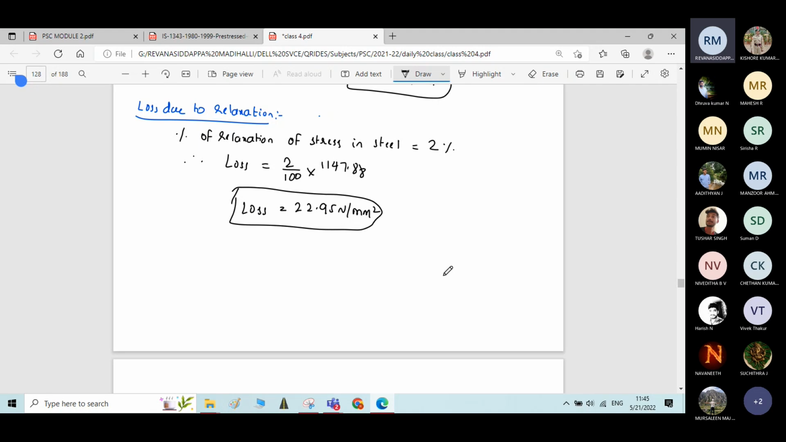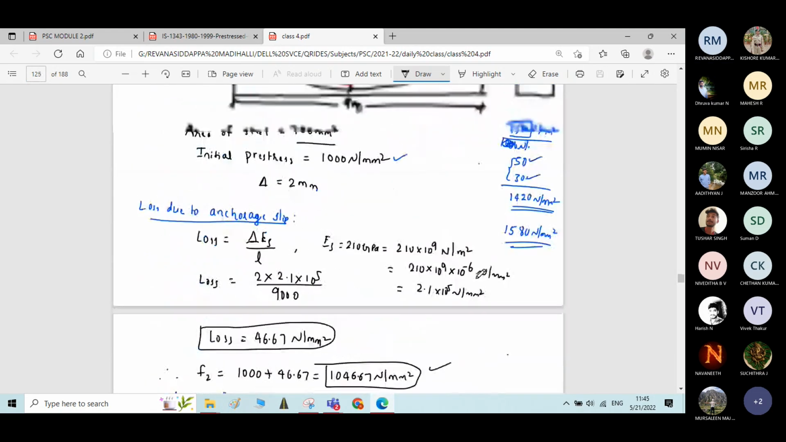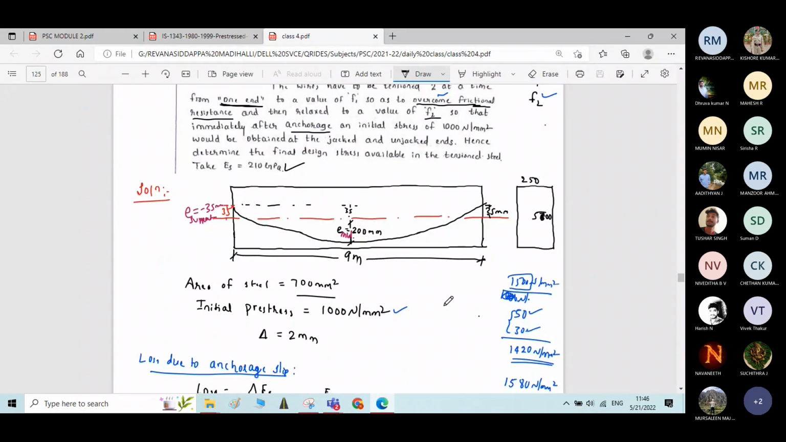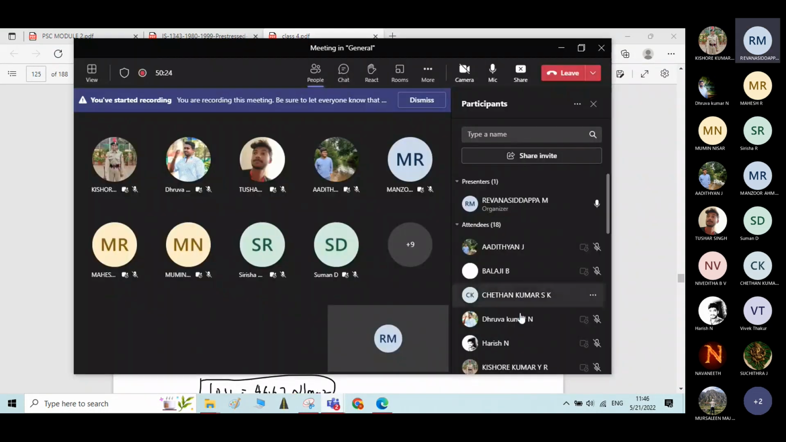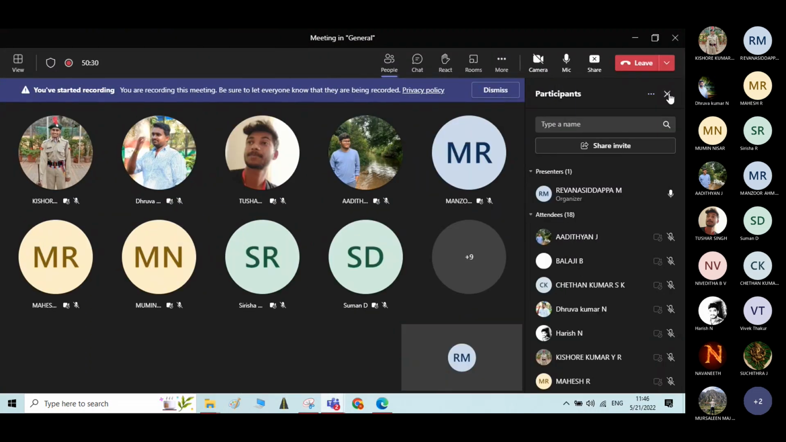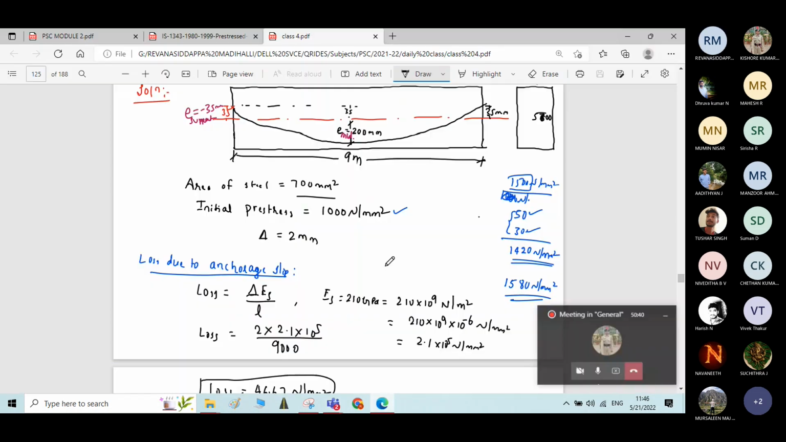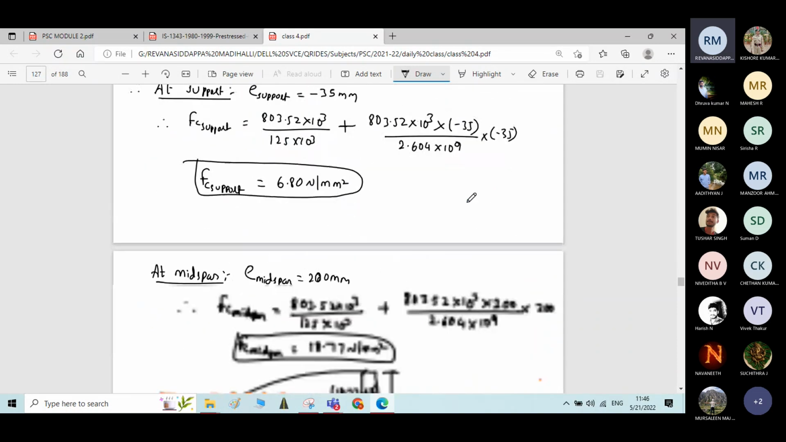Okay. So this problem is over. If you have got any doubts at any point of calculation, you can ask, students. Any doubts here in this problem? Any doubts? Thank you. With this, we'll move on to the next problem.